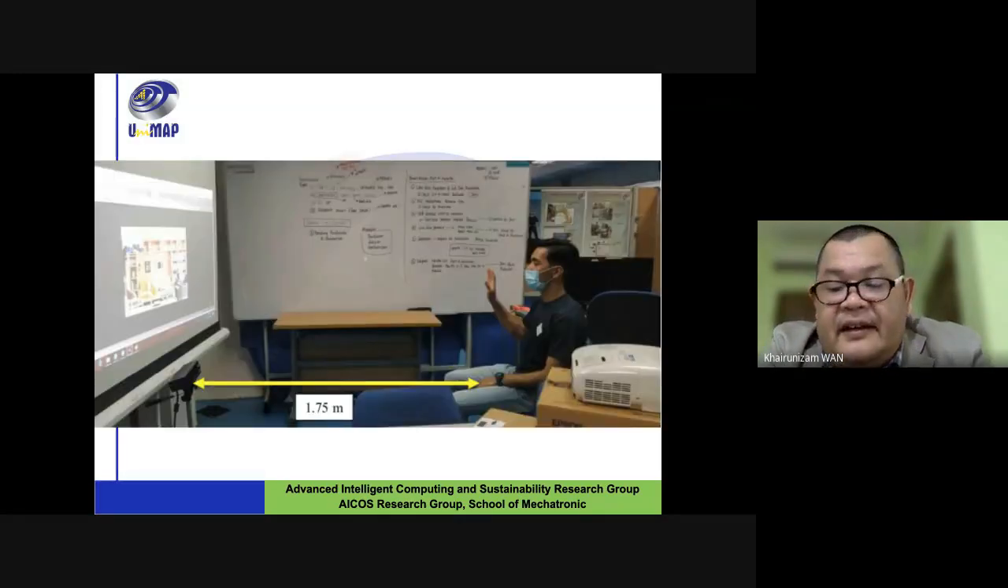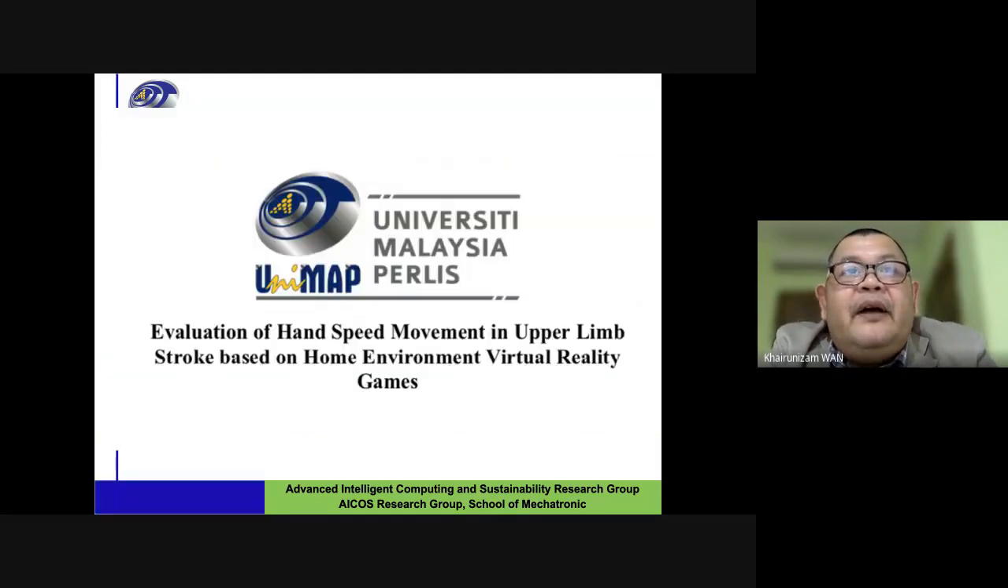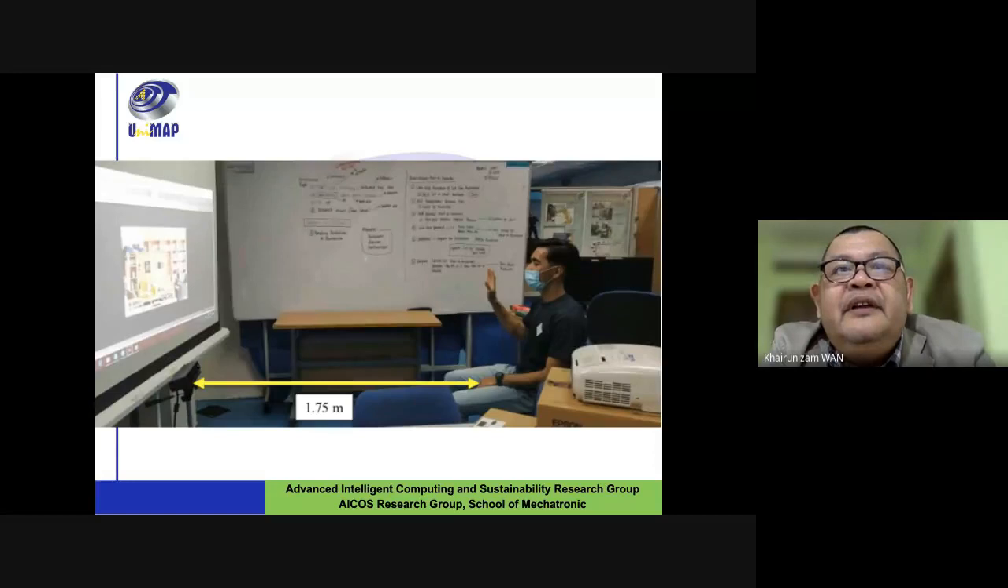Okay, this is the photo of this project, evaluation of hand-speed movement in upper limb stroke based on home environment virtual reality games. This is the environment. You see here, these are the subjects, and we do the investigation by using Kinect. We use the Kinect sensor to detect hand movement, and at the same time, the subjects are playing the games.